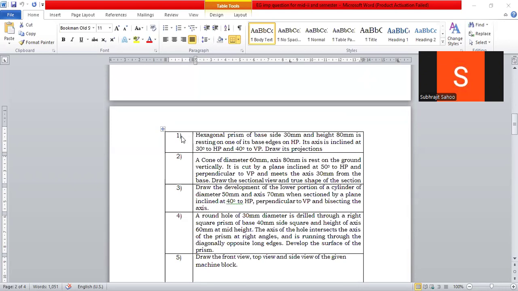In the last video, I discussed the first question. Now I am going to discuss this second question, which is a little bit difficult, but it is important. From the exam point of view, it is very important. In this question, you have to draw the sectional view and the true shape here.